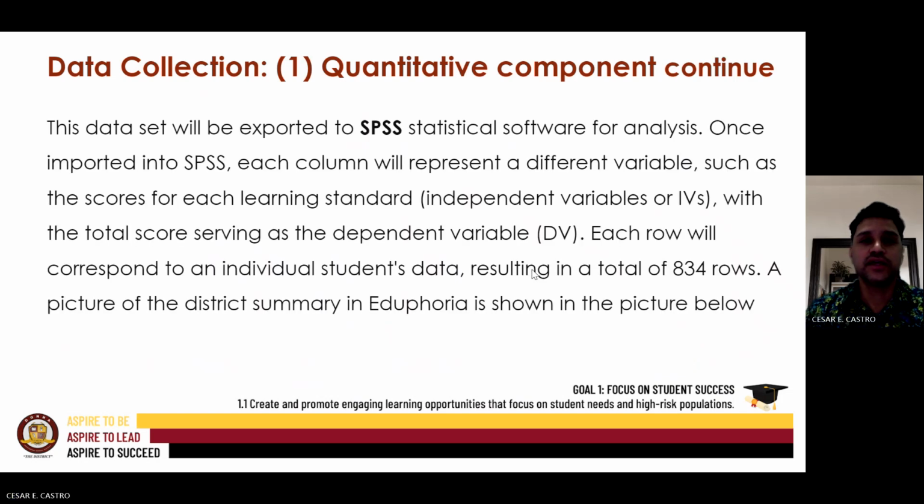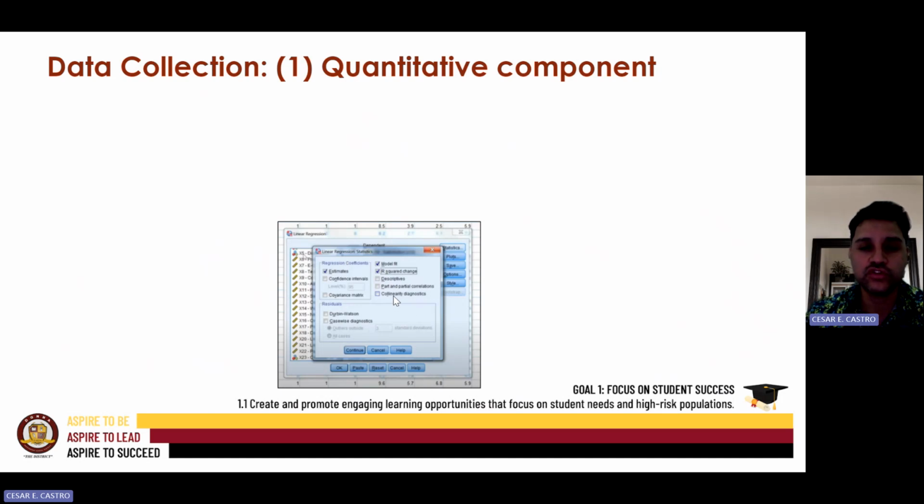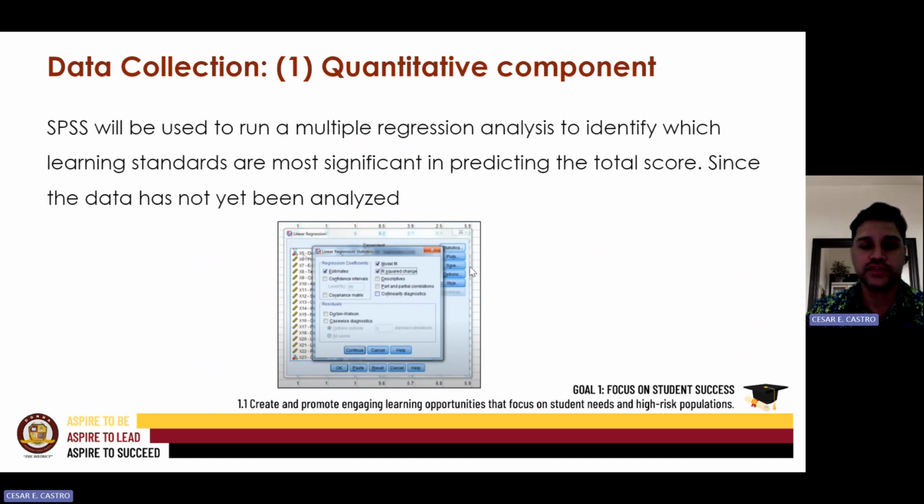Now, the quantitative component also has a data set, and this data will be exported to the SPSS statistical software for analysis. Once it's imported into SPSS, each column will represent a different variable, such as the scores for each learning standard, and they are the independent variables. And then the total score serves as the dependent variable. Each row will correspond to an individual student's data, resulting in a total of 834 rows. This is pretty much a picture of what it looks like once in SPSS.